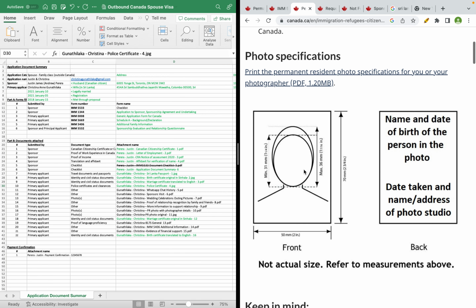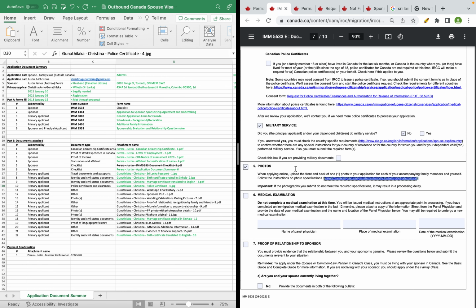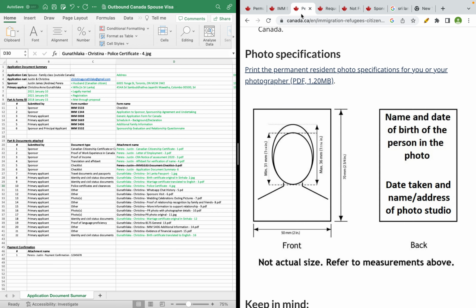Okay, so these are the photo specifications. You need to upload the front and back of one photo for each of your accompanying family members and yourself. Follow the instructions in the photo specifications. If the photograph you submit does not meet the specifications, it may result in processing delay. So you have to do the exact thing. What you simply do is go to a photo studio, give them these instructions, and tell them to take the photo following these rules.